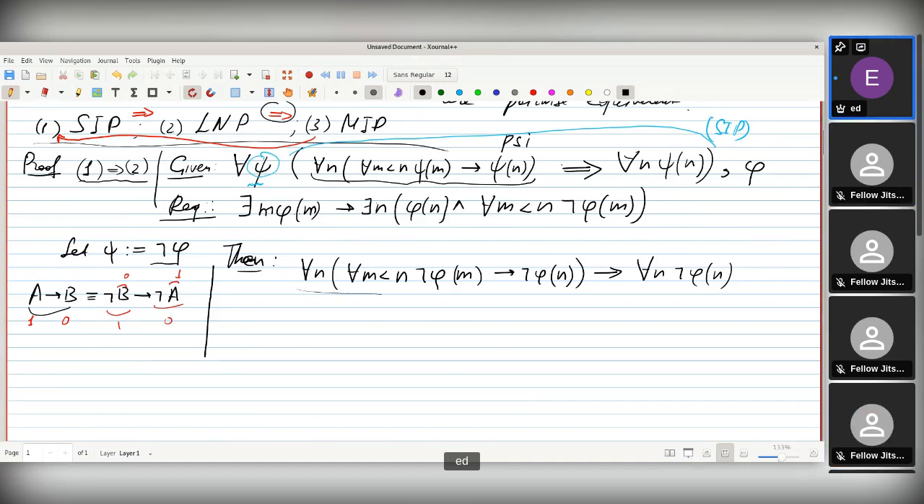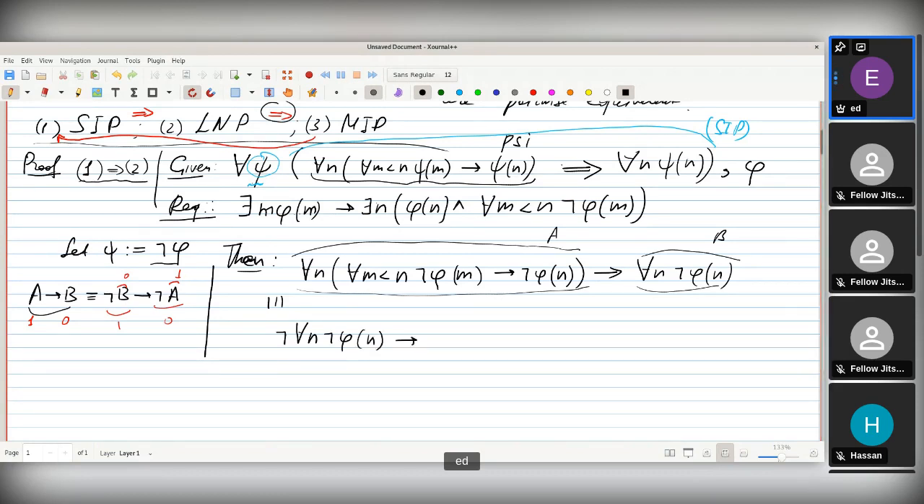Yes. So we can rewrite it in the following form. Let this one be B and this one be A. So what do we have? This is equivalent to not B, that is, it is not the case that for every n not phi of n holds, then it is not the case that. And now I'm simply rewriting this stuff. Nothing creative, nothing interesting here.